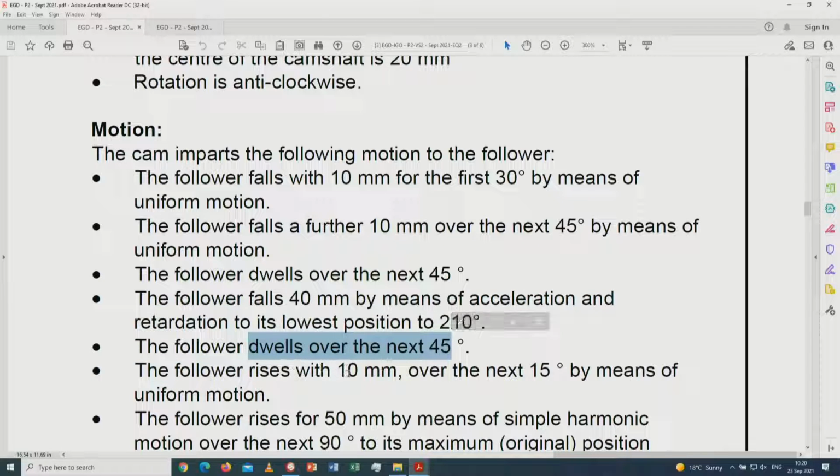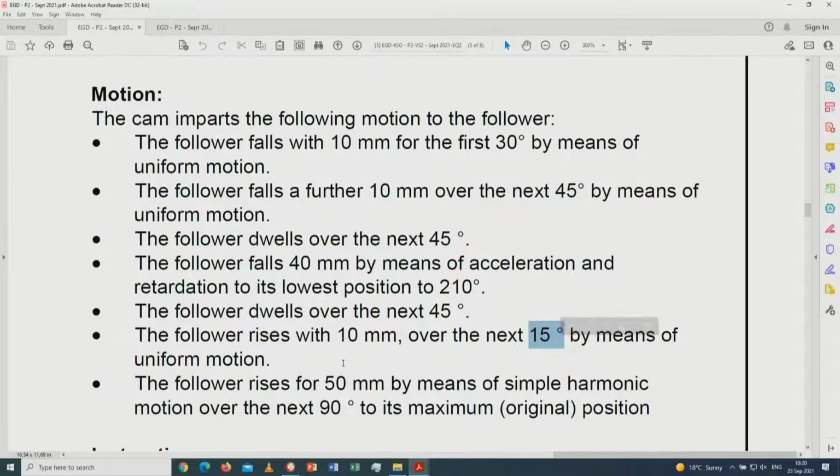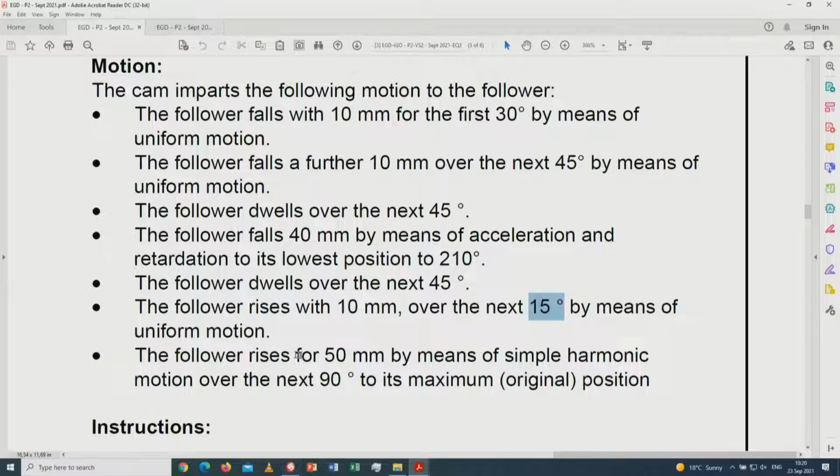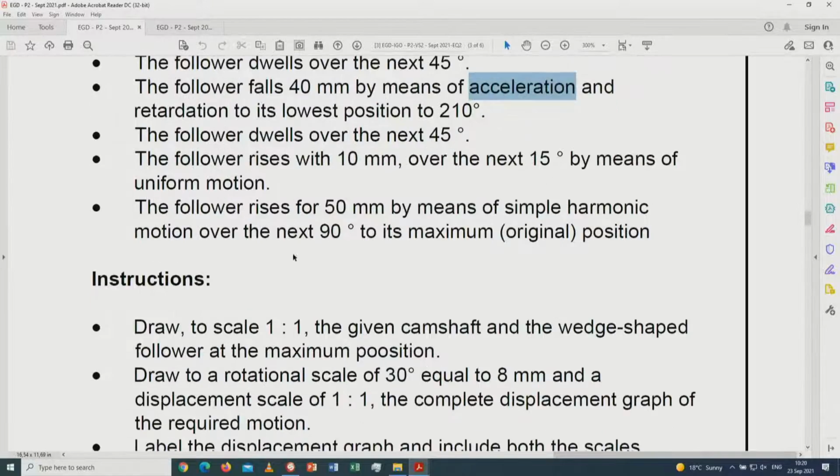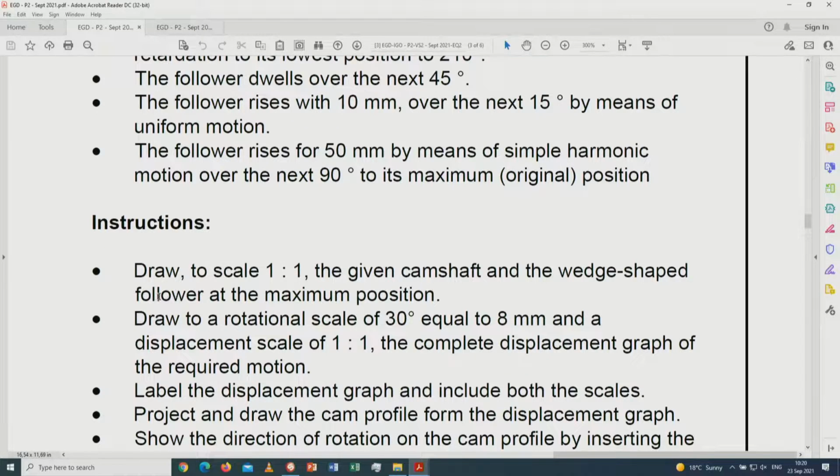The follower rises for 10 millimeters over 15 degrees, and then the follower rises for 50 millimeters by means of simple harmonic motion, and then over the next 90 degrees it goes to maximum position. So we've got a harmonic motion, we do have acceleration and retardation, and the instruction is draw to scale 1 to 1, 30 degrees equals 8 millimeters.